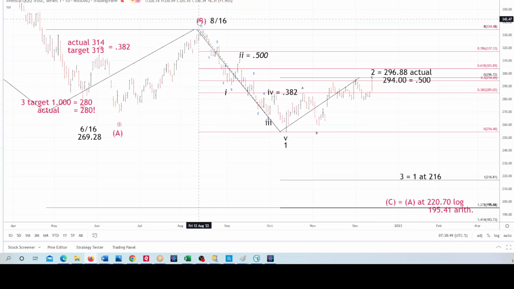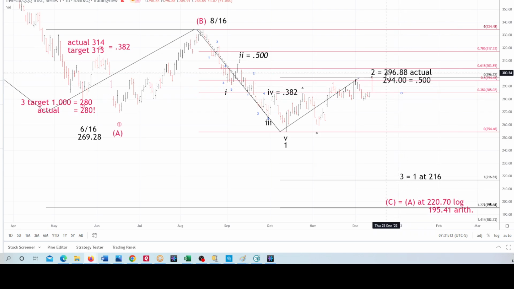You can see from the B wave high on August 16th, which was a direct hit on price and time, we have a wave 1 down. You can see the subdivisions in there, and a wave 2 up. And you can see this wave 2 up, as you probably know, made a higher high in the Qs, the NASDAQ, just above the 50% retracement, which was 294.